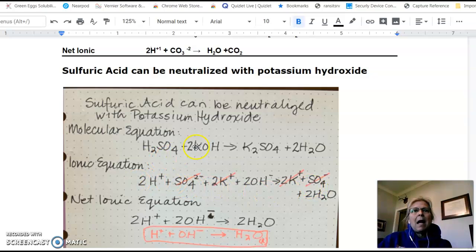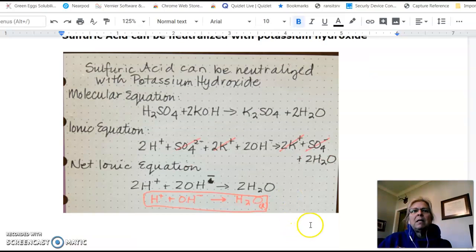Do you notice that I balanced this? Do you notice the 2 in front of the KOH and the 2 in front of the H2O? This is so that I can remember that I have to keep everything balanced. And then at the end, if you notice the net ionic equation, I end up being able to cancel all the 2's out because they're all the same on both sides. So I'm left with H1 plus OH1 minus yields water. And water, remember, does not get broken apart because it is a pure liquid.